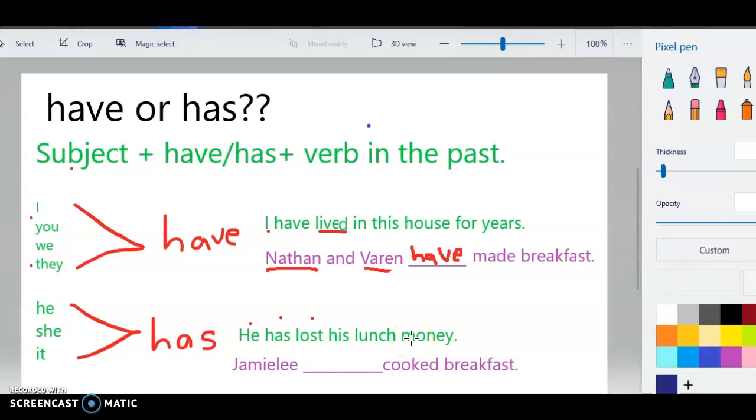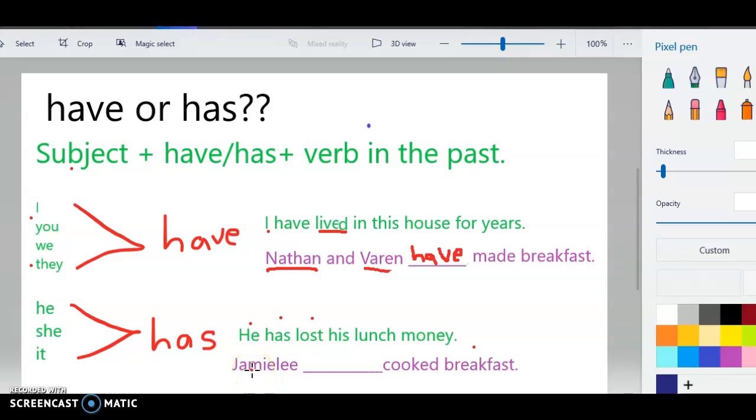He lost it maybe 5-10 minutes ago, a few moments ago, and he's looking for it in the present moment. He has lost his lunch money. He lost it, and he's still looking for it in this moment. It's still lost right now in this present moment that we're in. So he has lost his lunch money.